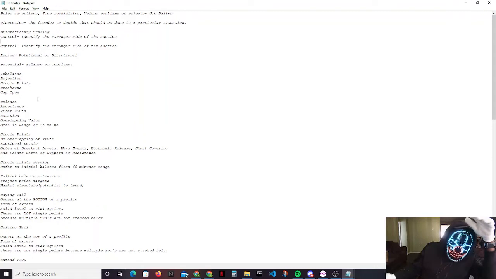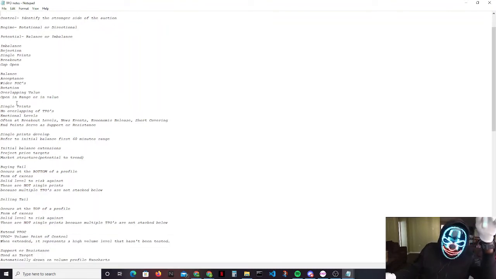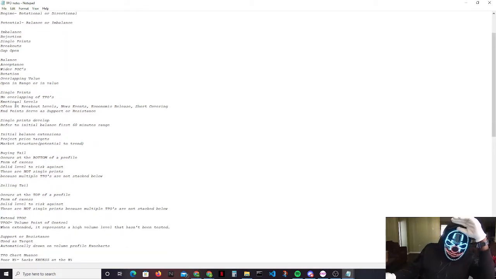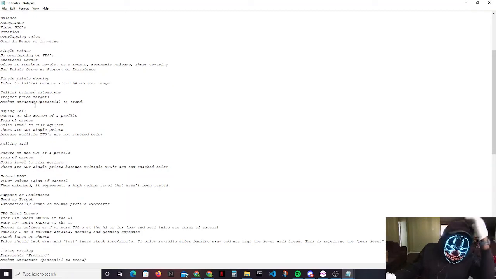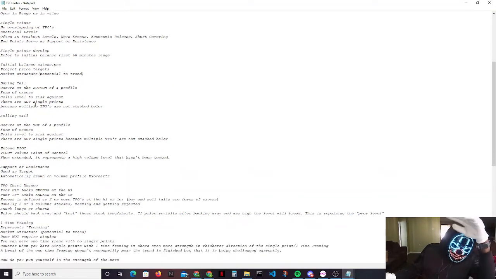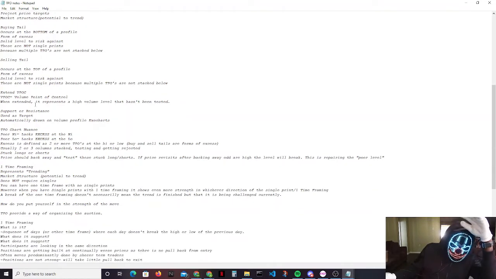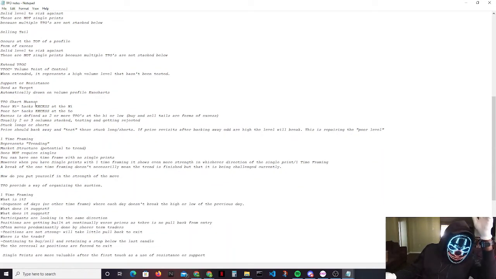Alright, imbalance, rejection, single prints, breakouts, gap open. These are terms you're going to see when I actually pull up a chart. Balance, acceptance, wider POCs, rotation, overlapping value, open in range or in value. Different terms you're going to hear whenever you're talking about market profile. Single prints, which are pretty much just non-overlapping TPOs, motion levels, often at breakout levels. Initial balance extensions, buying tail, selling tail, extended VPOCs, poor low, poor high, one time framing.